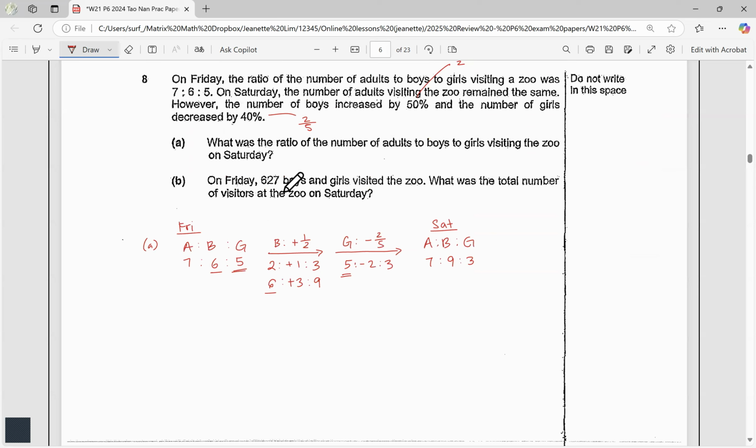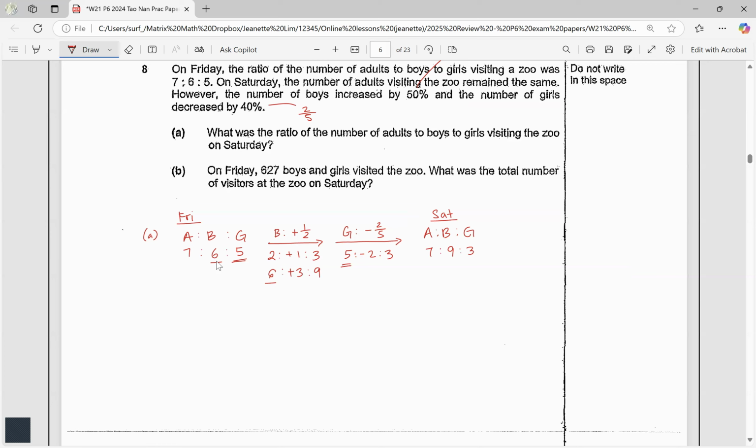Then for part B, on Friday, 627 boys and girls visited the zoo. What's the total number for Saturday? So 627 will be 11 units, because 6 plus 5 units. Then 1 unit would be 627 divided by 11. 57. 1 unit is 57.